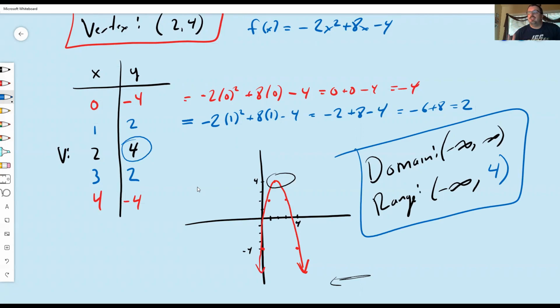Right, so that's how to find the vertex if you're in the f of x equals ax squared plus bx plus c form. Let me know if there's any questions.